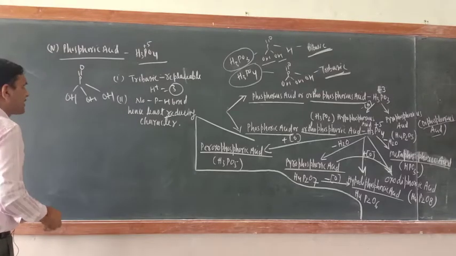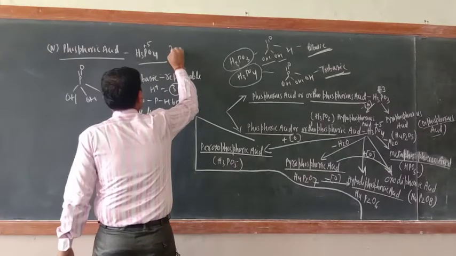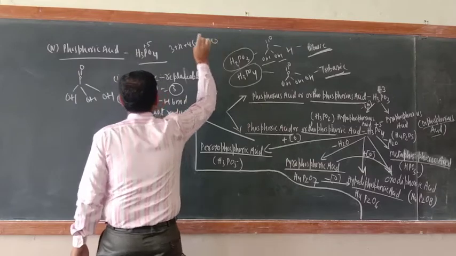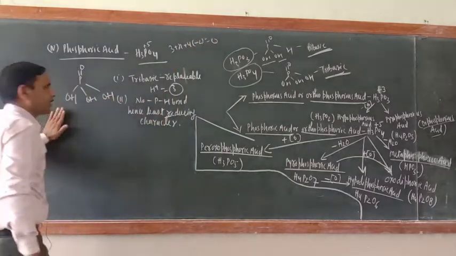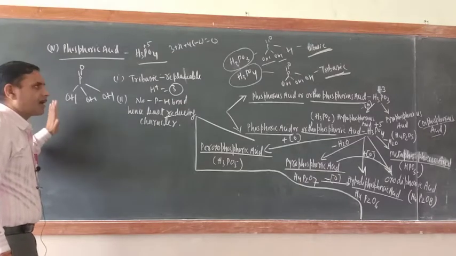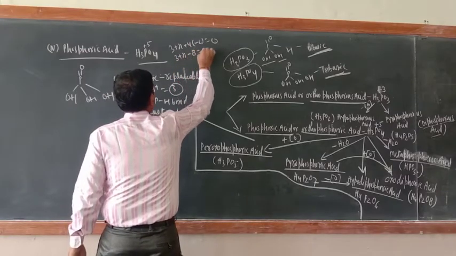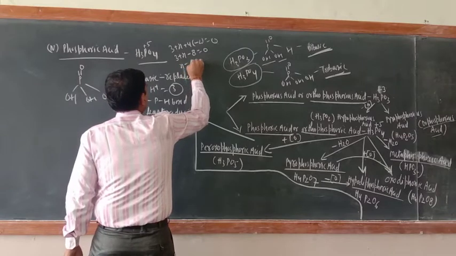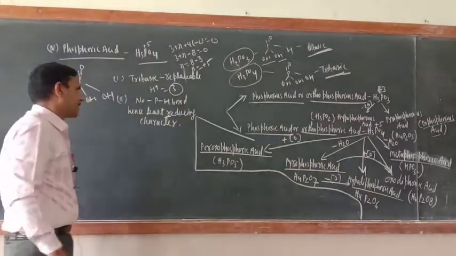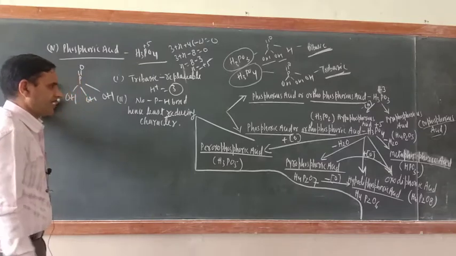The most important thing is the oxidation state. Just see, here only we can calculate: 3 plus x plus 4 times minus 2 equal to 0. All oxygens are normal only; oxygen is bivalent, so no O-O single bond is present. So 3 plus x minus 8 equal to 0. So x equals 8 minus 3, so x equals plus 5. So the oxidation state is plus 5. So this was the phosphoric acid or orthophosphoric acid.